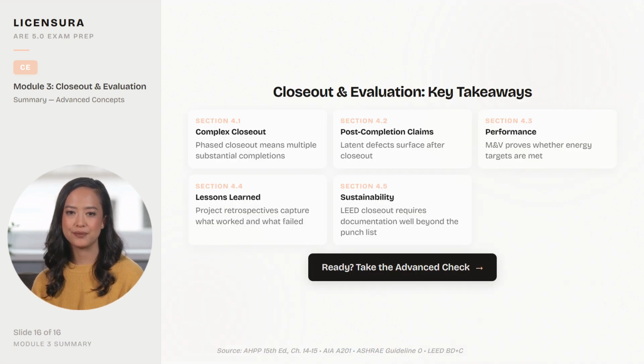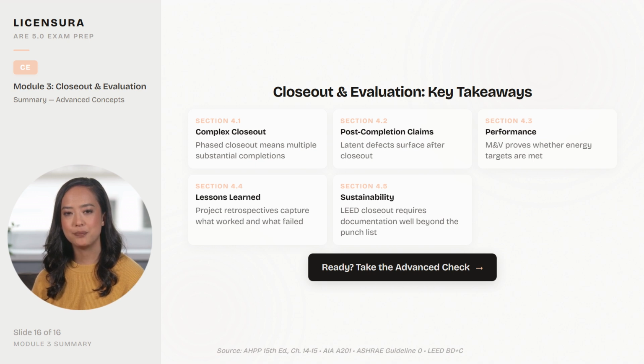Let's bring it all together. You've just worked through the entire advanced layer of Construction and Evaluation Module 3, Closeout and Evaluation. That's a lot of material, so let's recap what you've learned and why it matters. Section 4.1, Complex Closeout. Phased closeout means multiple substantial completions. Partial occupancy splits risk between owner and contractor.